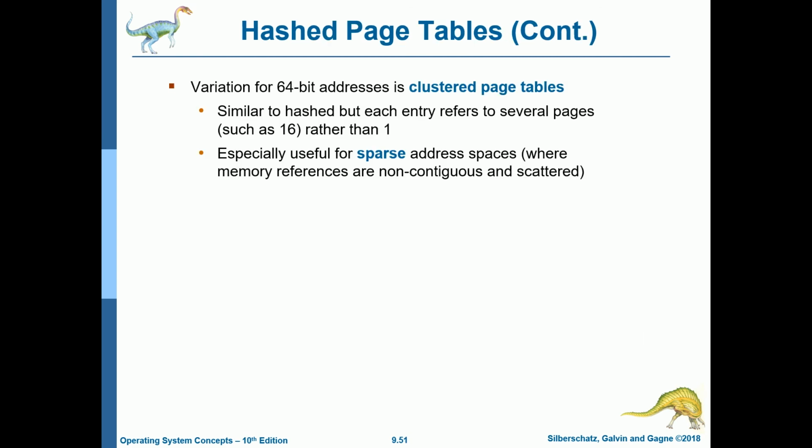A variation of this scheme that is useful for 64-bit address spaces has been proposed. This variation uses clustered page tables, which are similar to hash page tables except that each entry in the hash table refers to several pages, like 16 at a time, rather than a single page.